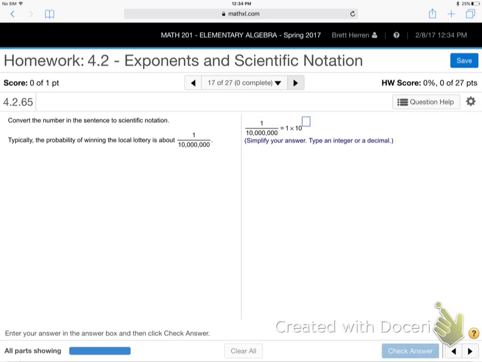Let's see. All right, so 1 over, I think that's 10 million. 1 in 10 million. All right, so they want me to convert it to times 10 to some power.